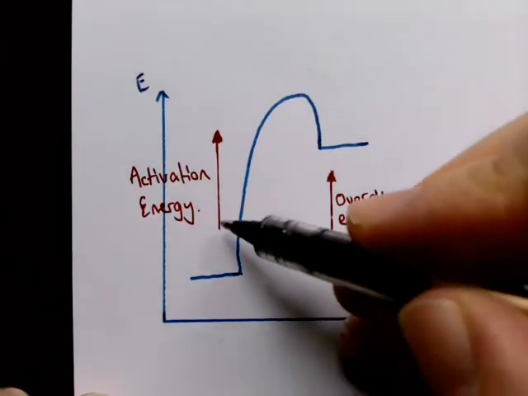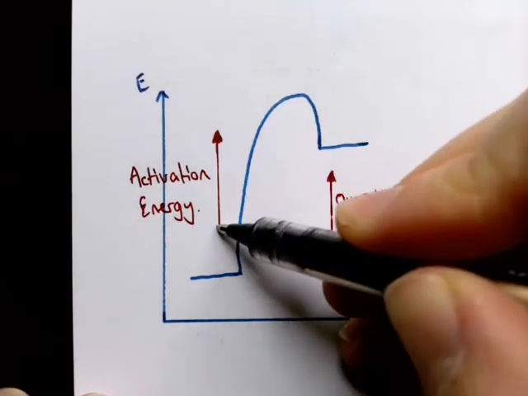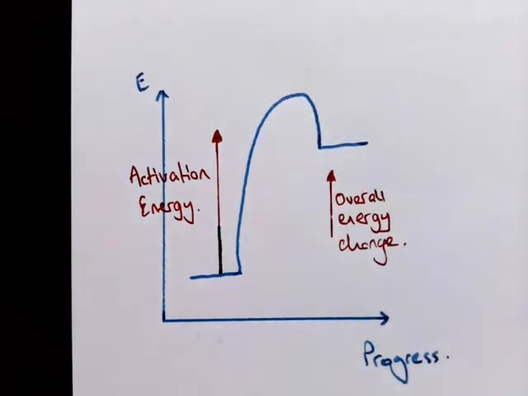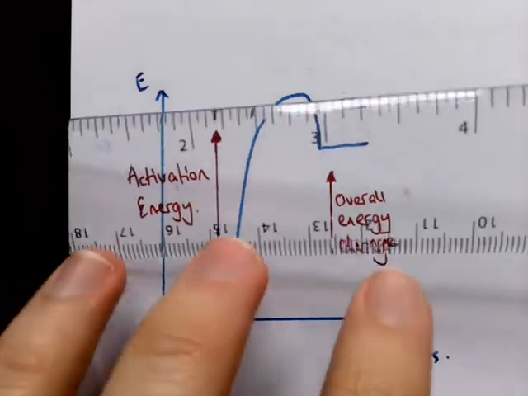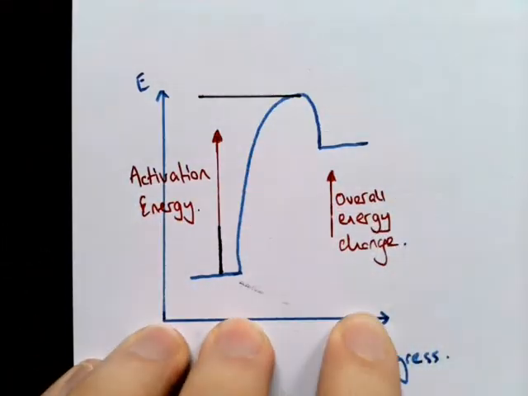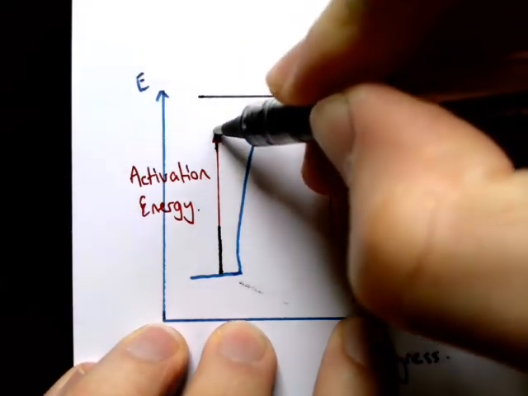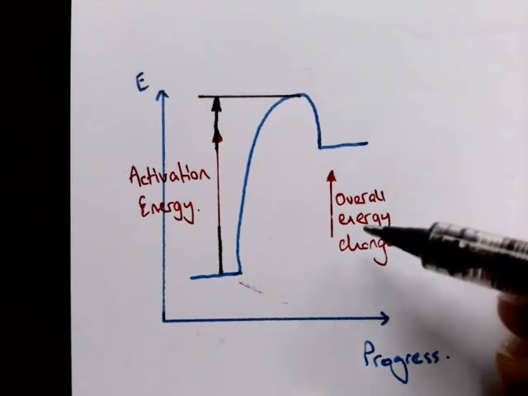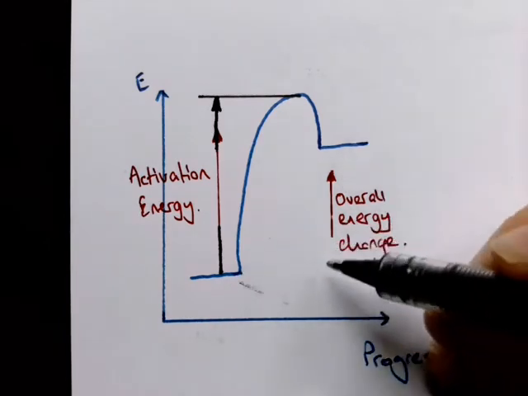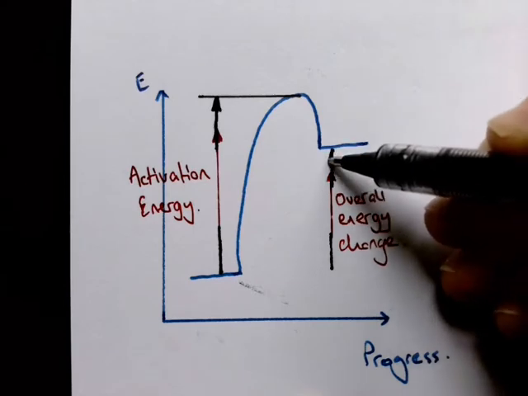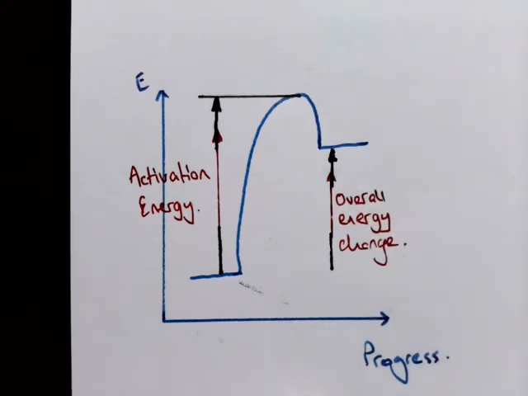Again, nice and easy. These aren't long enough. So the activation energy needs to go from the reactant. So it should be starting down here, and it should go all the way up to the top of the curve. So if I draw on a line there, I know that it needs to go all the way up to there. And for the overall energy change, that needs to go from reactants to products, so it should start down here, and it should go all the way up to the products.